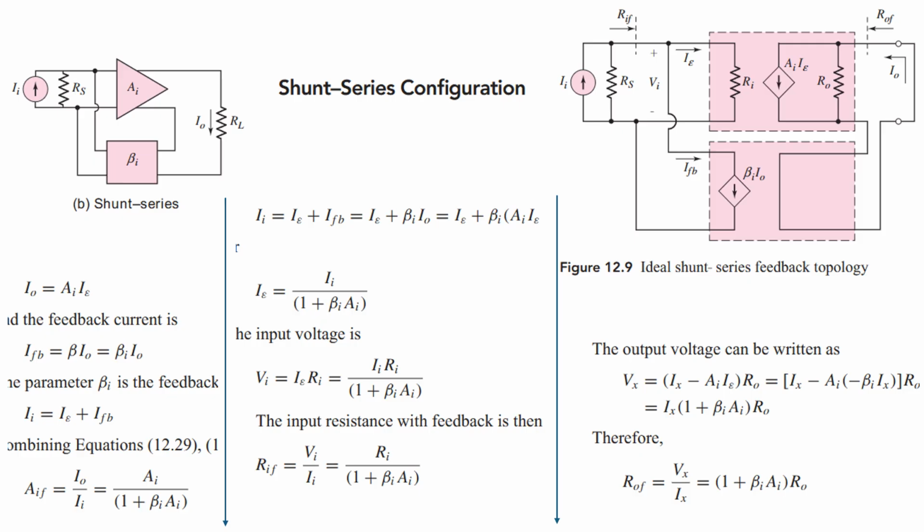Since this is shunt-series, the input resistance will be decreased by the same amount 1 plus beta A, and the output resistance will be increased by the same amount 1 plus beta A. Just check the calculations, this is very simple. To find the input resistance, use similar equations with Vi and Ii, and you will get the values.